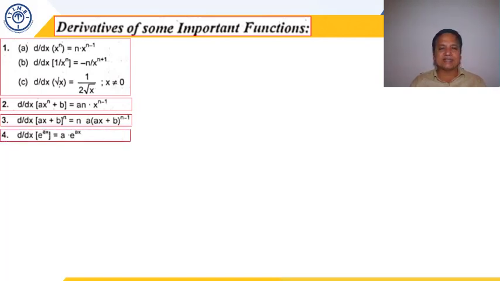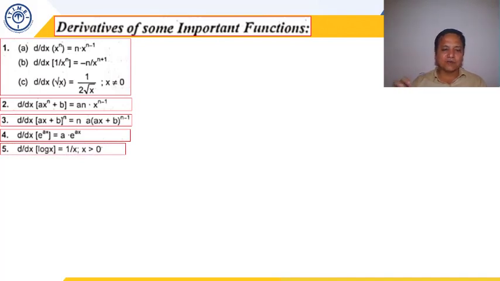Differentiation of e to the power x is e to the power x. So differentiation of e to the power ax is e to the power ax multiplied by differentiation of ax, which is a. So differentiation of e to the power ax is nothing but a multiplied by e to the power ax.